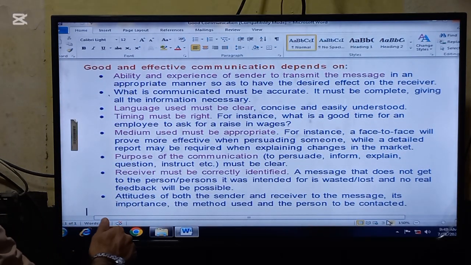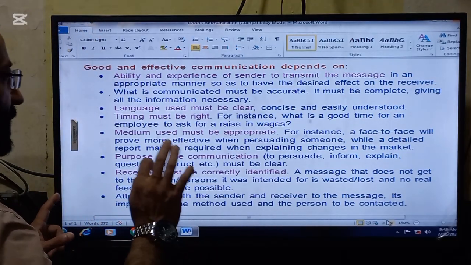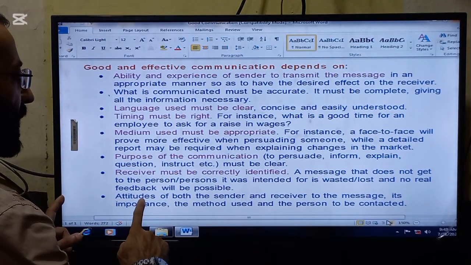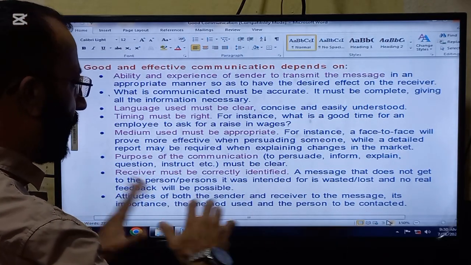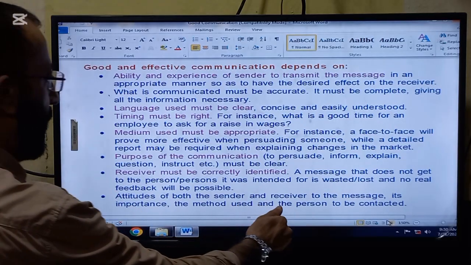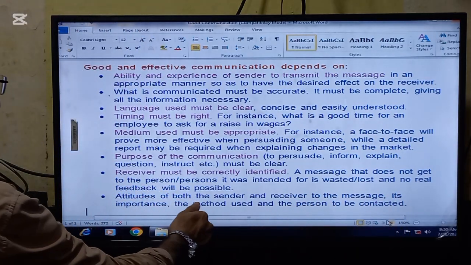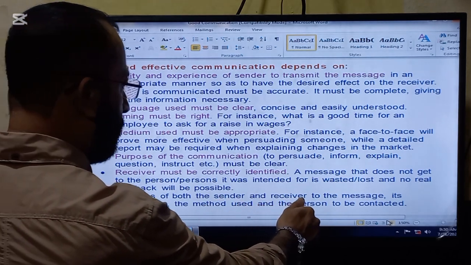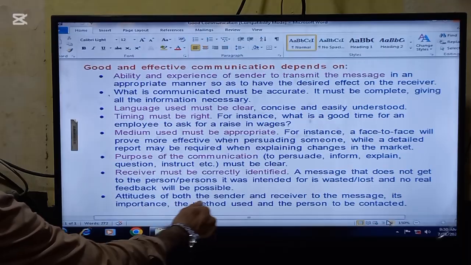The next is that the receiver must be correctly identified. If the message is right and the sender is very good, but the message is sent to the wrong person, then good communication will not take place. A message that does not get to the persons it was intended for is wasted, lost, and no real feedback will be possible.